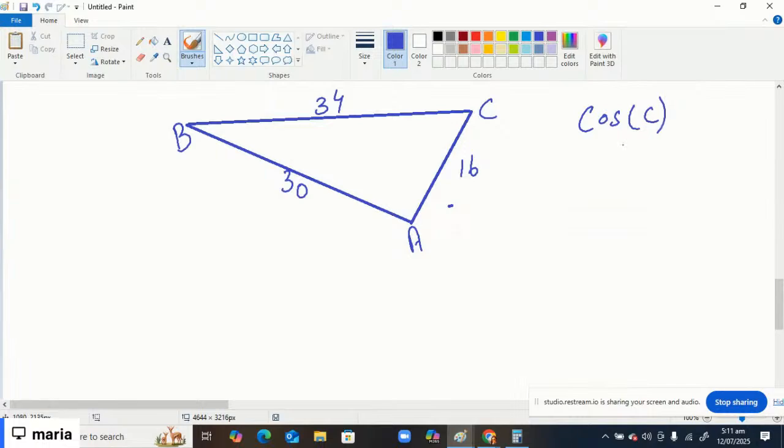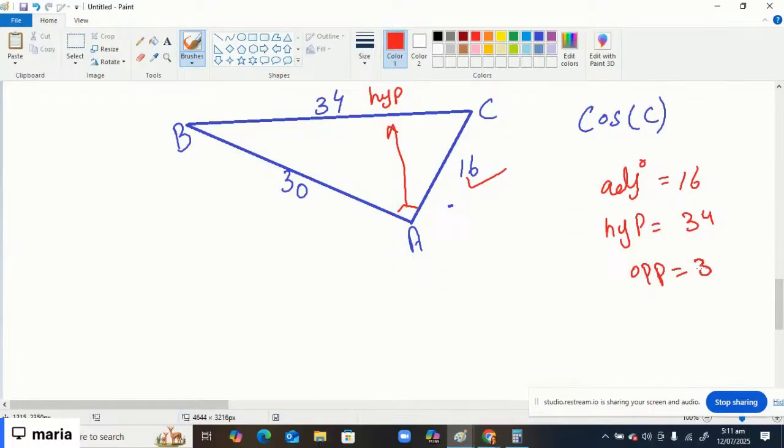cosines of C. How to do it? First of all, what is adjacent here? I'm going to write it adjacent, and they are saying that this is 90 degree. If this is 90 degree, so this is your hypotenuse. Okay, and this one is your adjacent, that is 16. Your hypotenuse is 34, and the opposite is 30.